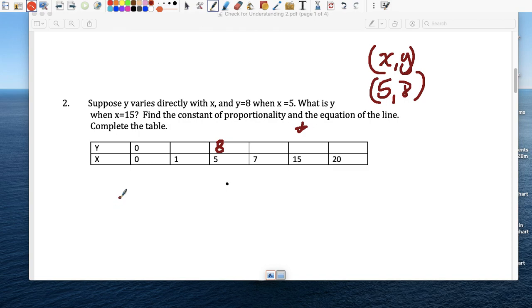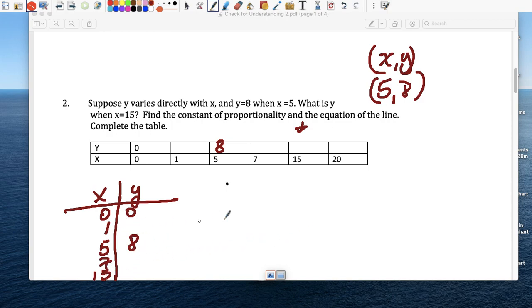So maybe it's easier for some of you to look at it like this. 0, 0, 1 we don't know. We know that 5 is 8, 7 we don't know, 15 we don't know, and 20 also we don't know. So we're missing a few numbers here. So we can find the constant of proportionality.